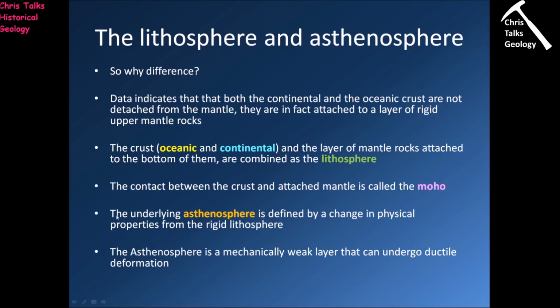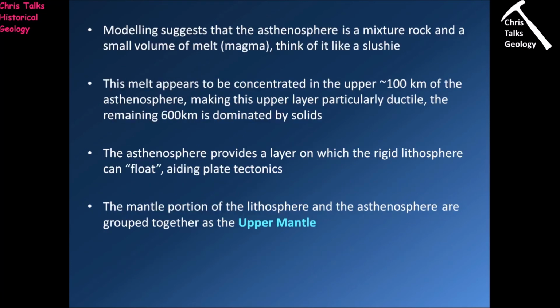Now, underneath the lithosphere we have the asthenosphere. So the asthenosphere is made up of iron magnesium silicates. And the transition from the lithosphere to the asthenosphere is obviously defined by a change in mechanical properties. So the asthenosphere, I do apologise, is mechanically weak. So it will flow, it will undergo ductile deformation. So modelling suggests that the asthenosphere is a mixture of solid material and a small volume of melt, also referred to as magma. So you need to think of it something like a slushy. A slushy is mostly ice, but in between the ice crystals you obviously have your syrup of choice.